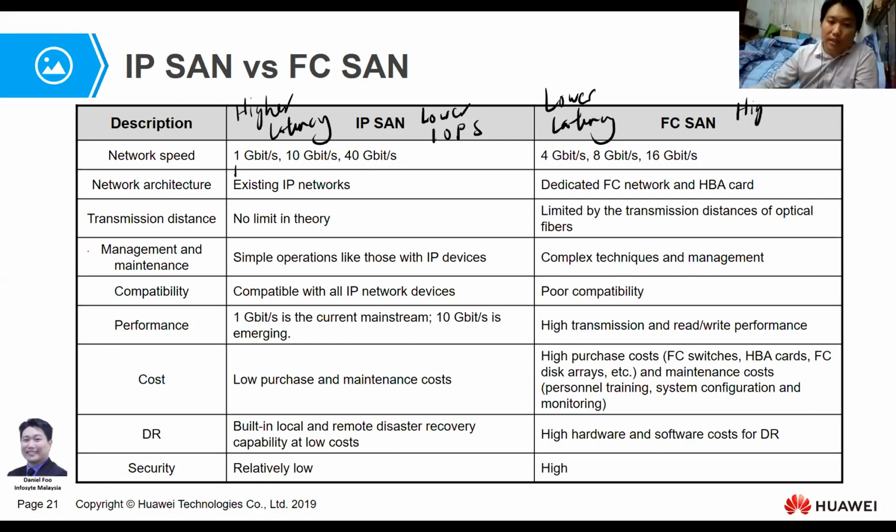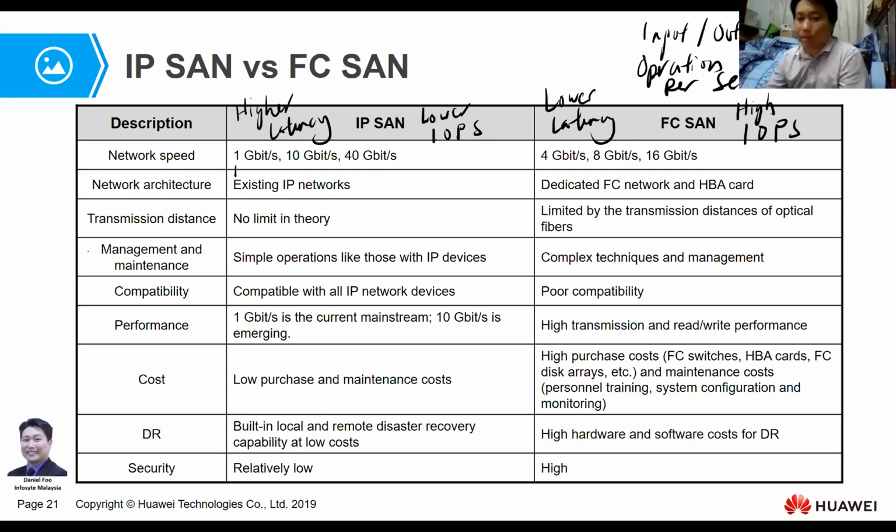Then your FC SAN will give you higher IOPS. So this one stands for input output operations per second. IOPS, input output operations per second, which is a pretty common number to measure storage performance.